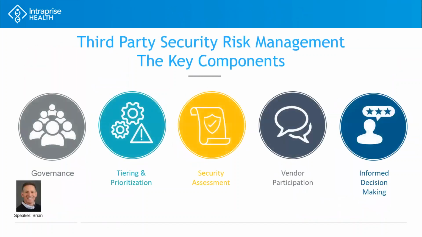So here we have the 5 key components of a third-party risk management program. We've touched on these a little bit through the illustrations from Ian and some of the prior slides, but I want to just touch and go through them here. The first 4, those being good governance, tiering, thorough security assessments, and vendor participation, which I further define as collaboration, all lead to the last one, which is informed decision making.